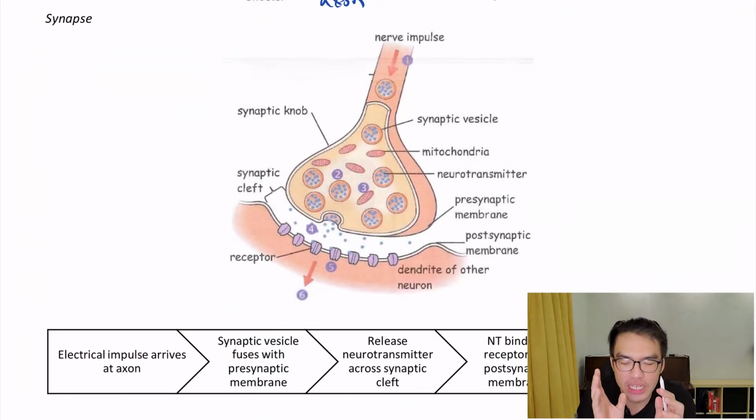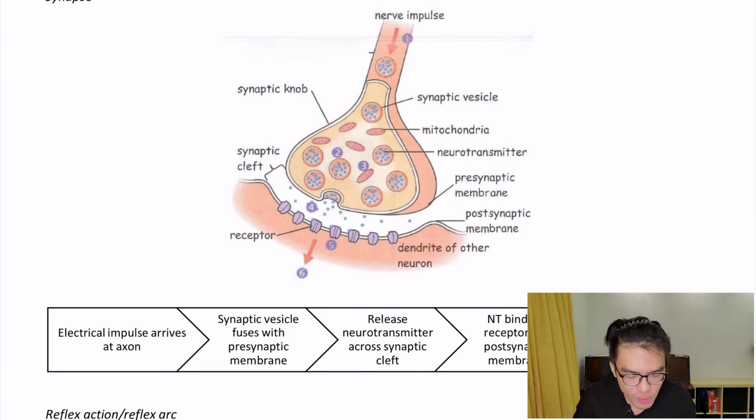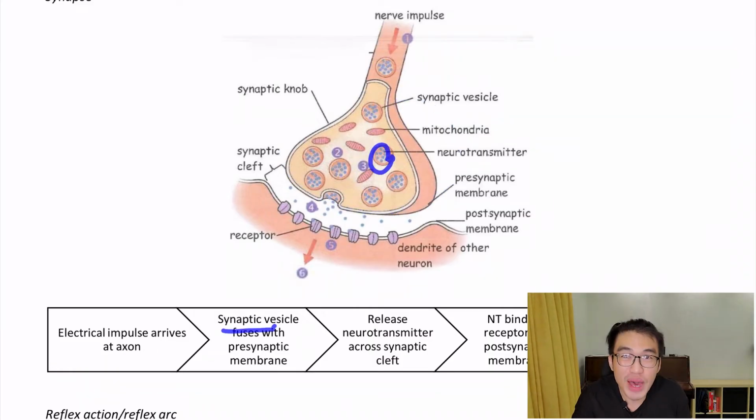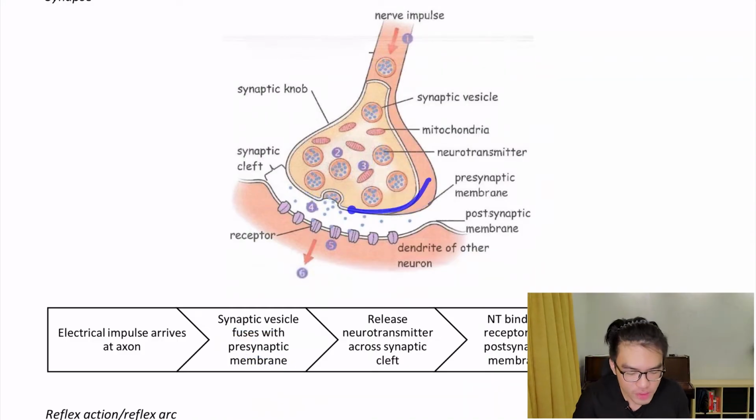Moving on, you have your synapse. This part, please focus, because this one they will ask in essay. Make sure you know where they are labeled. So how do they work? Electrical impulse arrives at the axon. So this is the axon. Synaptic vesicles, which means these bags, will fuse with the presynaptic membrane. Pre means before, which is this guy. And then they will release neurotransmitter, which is the chemical, across the synaptic cleft, which is this gap here.